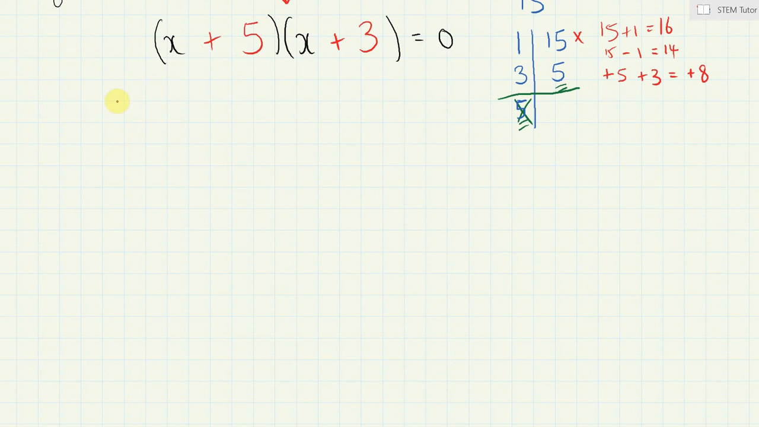Okay, so I'll just leave you with two questions. Then you can pause the video to do it in your own time, and then I'll go through the solutions. Okay, so let's say, for example, we have x squared plus 11x plus 24.